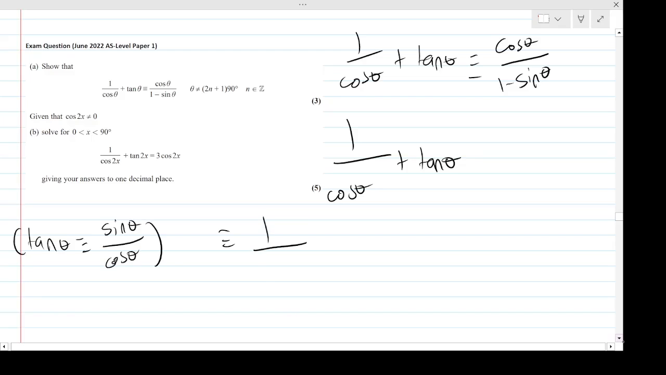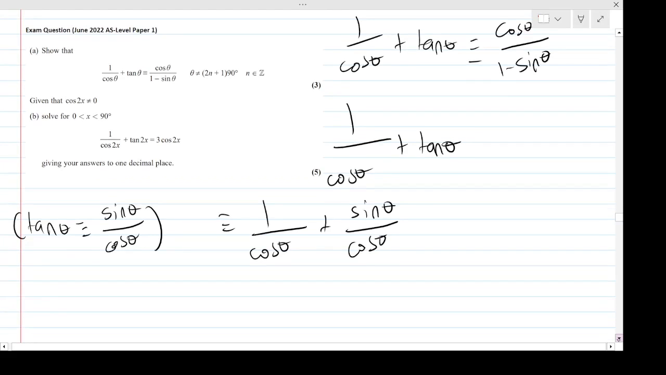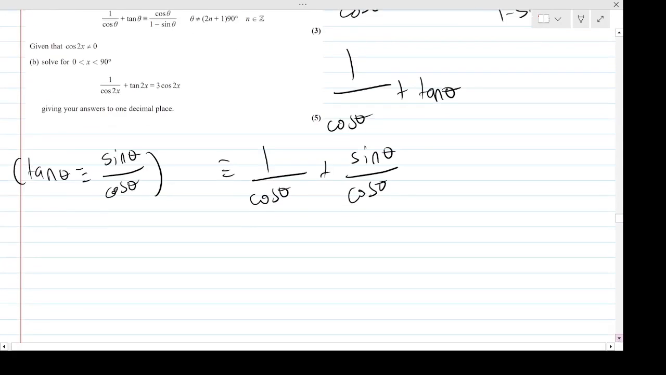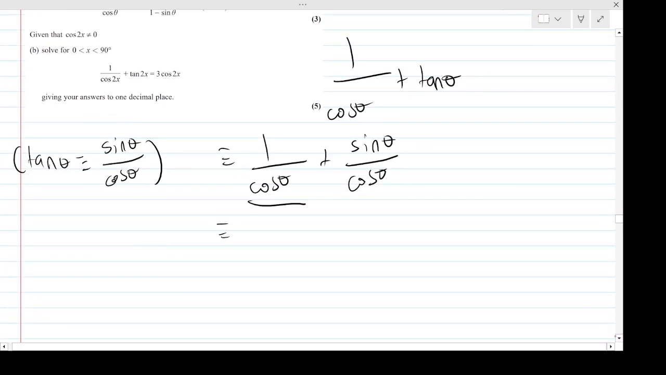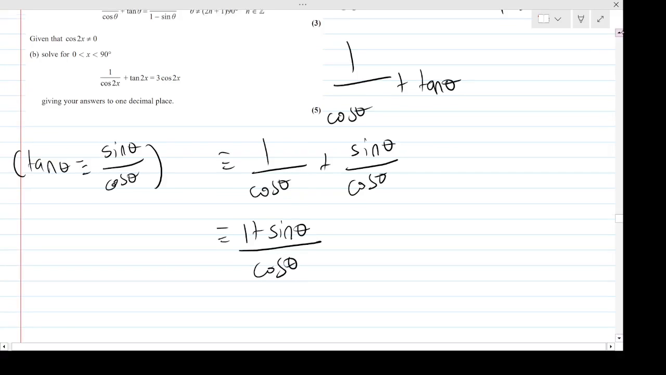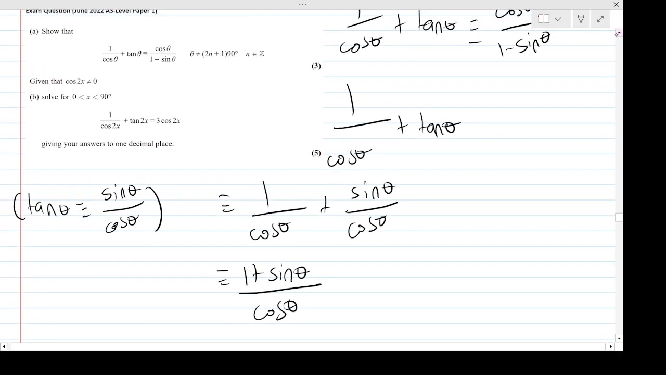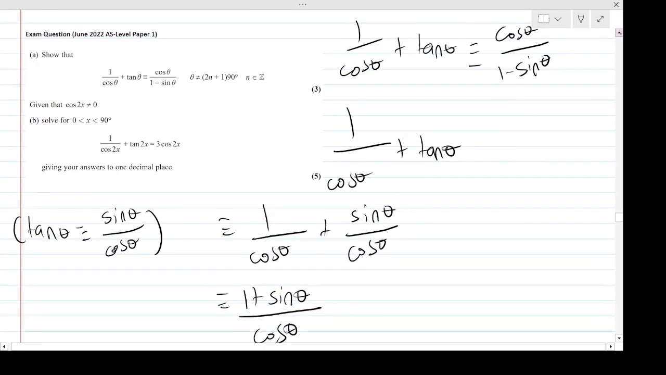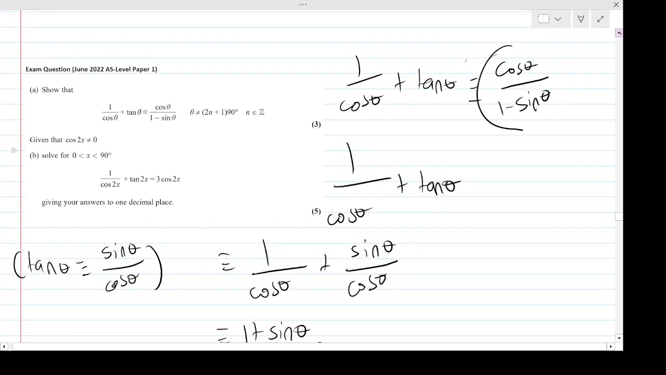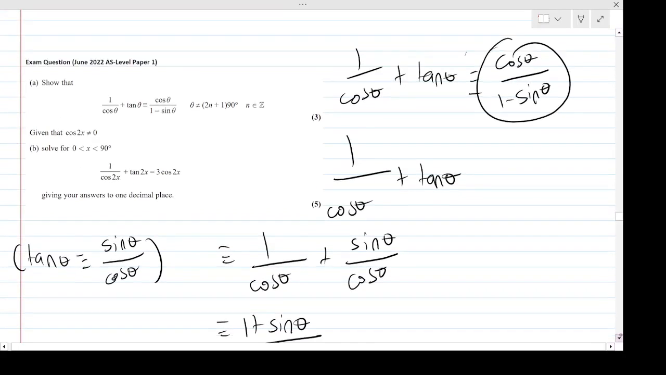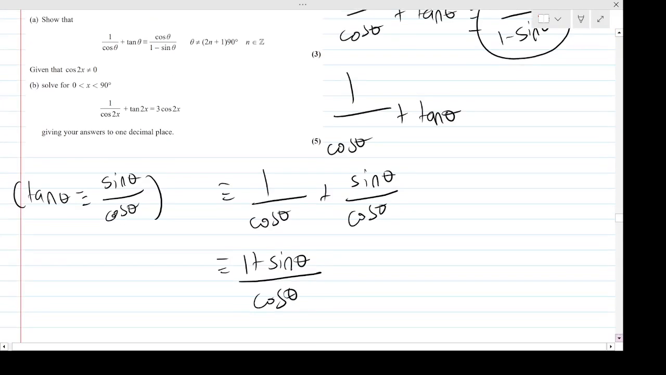So if I do that, then I get 1 over cos theta add sine theta over cos theta. Okay, and so then I've got a common denominator of cos, so I can add both fractions. So I get 1 add sine theta over cos theta. Okay, but I'm in a bit of a pickle, right? Because I need to end up with cos theta over 1 minus sine. I have a cos on the top, but my problem is I have a cos on the bottom, right?